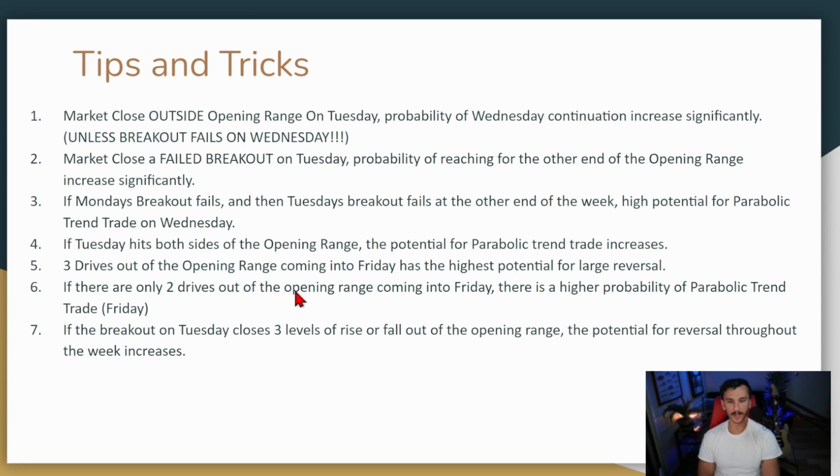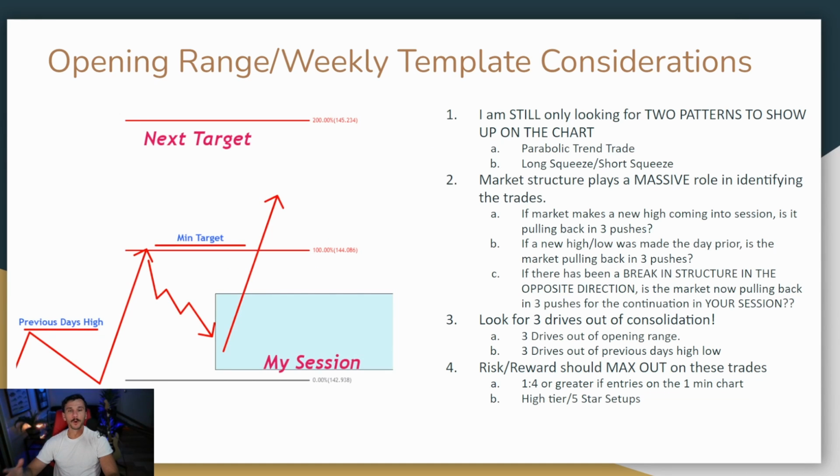If there are only 2 drives out of the opening range coming into Friday, there's a high probability of a parabolic trend trade to provide that third push in your session. If a breakout on Tuesday closes 3 levels of rise or fall out of the opening range, the potential for reversal throughout the week increases. And I will show you exactly what I'm talking about again with pictures.